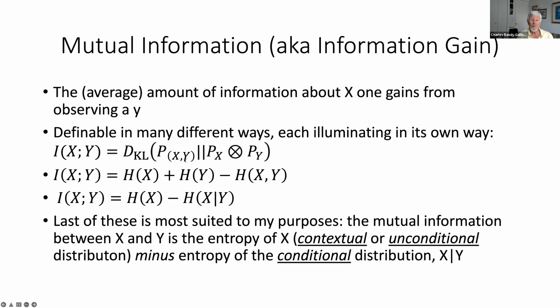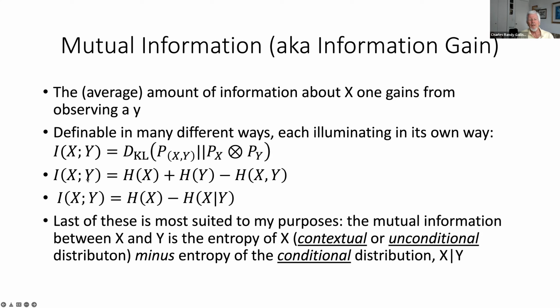It says that it's the Kullback-Leibler divergence of the joint distribution from the product of the marginals, the cross product. I'll be illustrating this in a moment.